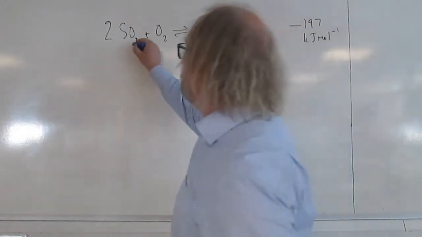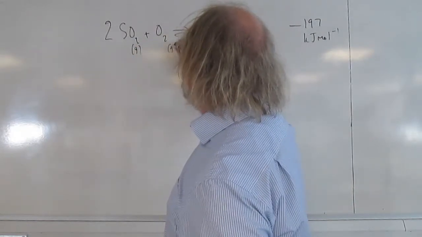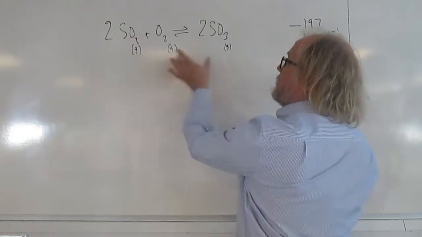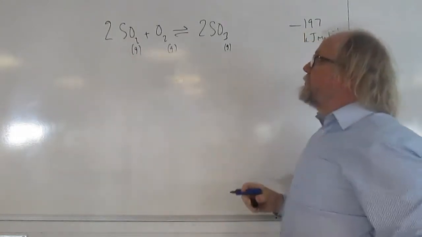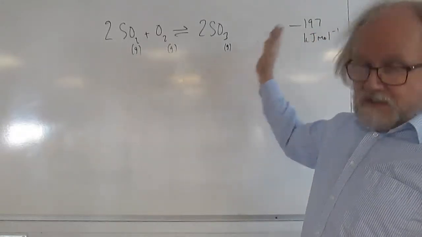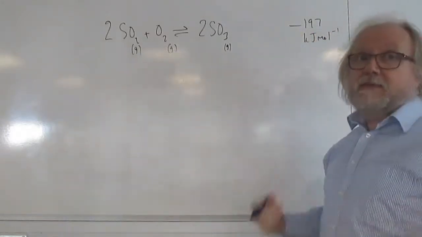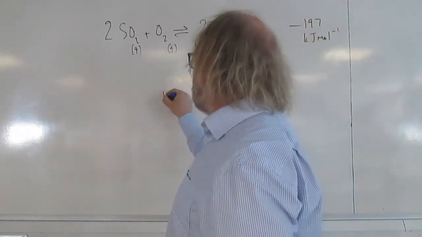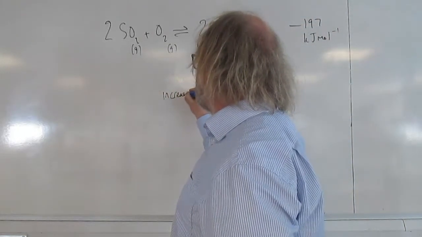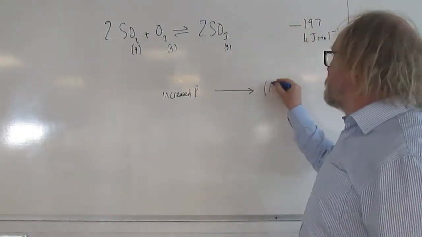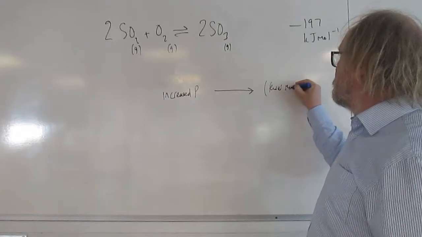So these substances are all gases, and so you can see that on the left you've got 3 moles, but on the right you've only got 2. So if you increase the pressure, it will move in that direction to decrease the number of moles, and therefore decrease the pressure again and oppose the change. So increased pressure will cause it to shift to the right because there are fewer moles of gas.